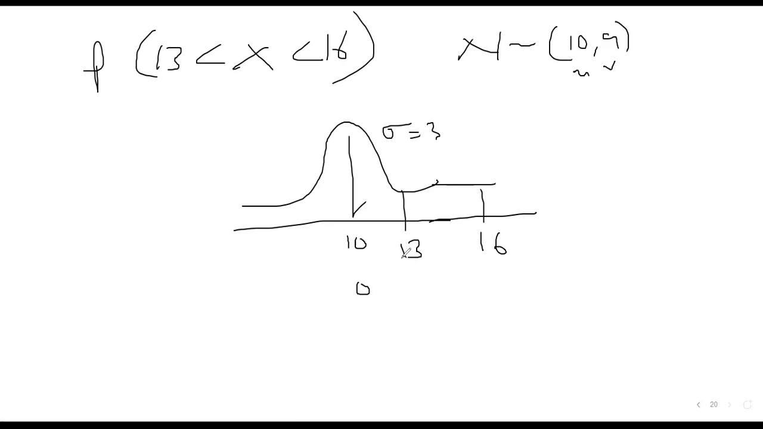So we know this is 0. 13 minus 10 is 3. 3 over 3 is 1. 16 minus 10 is 6. 6 over 3 is 2. So we're looking at this interval between 1 and 2. What is the reading for 1? 0.8413. What is the reading for 2? 0.9772. So the difference between the two is our value. It's a combination of everything we're doing. So here we're going to get 0.1359.